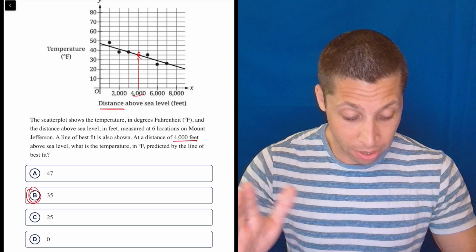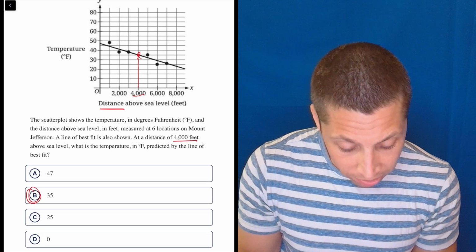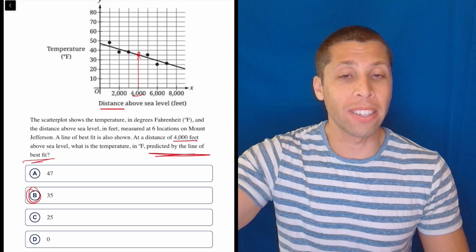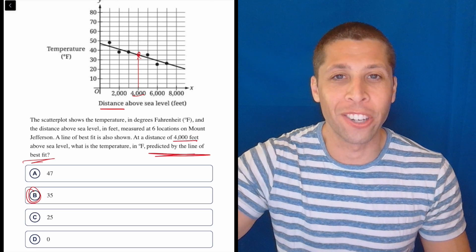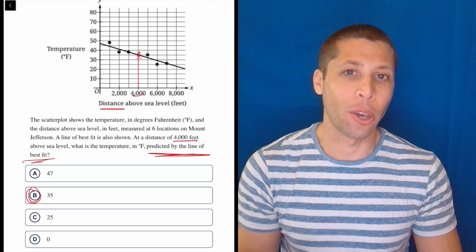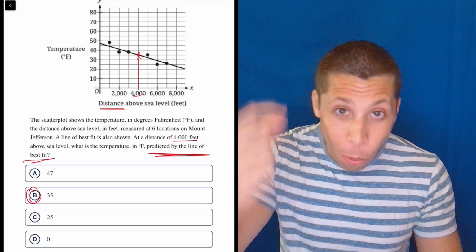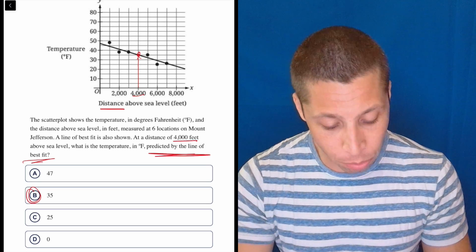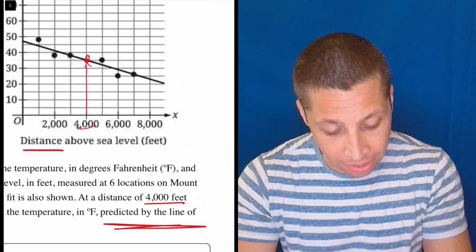They literally said, what is the temperature predicted by the line of best fit? And most questions involving scatter plots will have similar language where they explicitly tell you to go to the line. Ignore the dots, go to the line. But what they could do is they could mess with you. Let's just zoom in here on the 6,000, right?